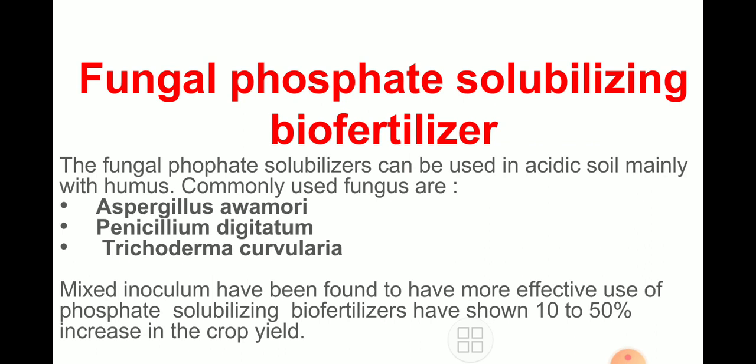And here are the fungi like Aspergillus awamori, Penicillium digitatum, Trichoderma, Curvularia. So such types of microbes can be used. Some mixed inocula, fungal and bacterial mixed, have been found to be more effective as phosphate solubilizing biofertilizers. A 10 to 50% increase in crop yield is possible only with the help of this.